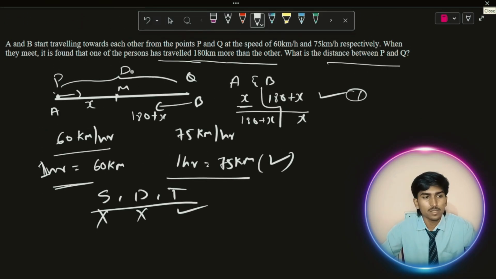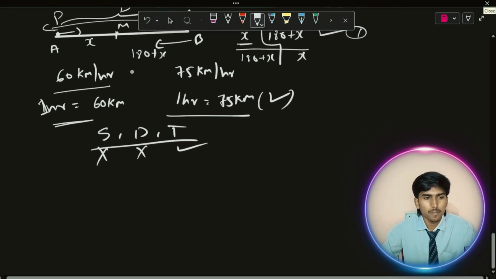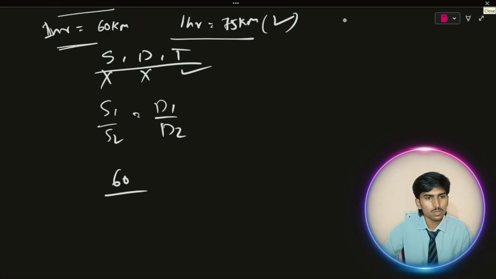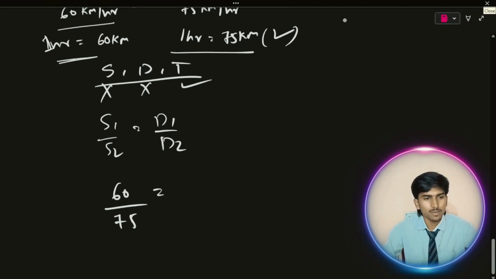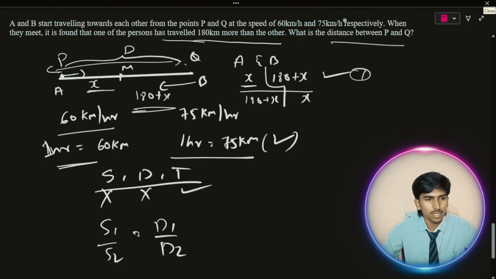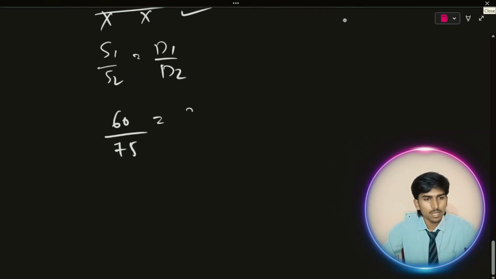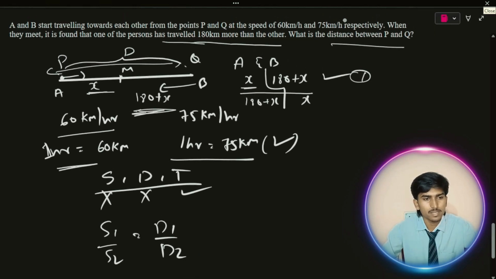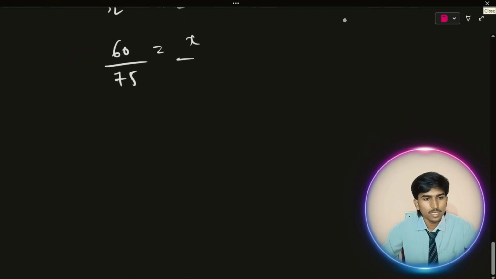They are asking the distance from here to here. How can you find that? Simple, brother. Just apply this: speed 1 by speed 2 is equal to distance 1 by distance 2. 60 kilometers per hour by 75 kilometers per hour. And distance D1, that is A's travel distance, is X, and D2, the distance traveled by B, is 180 plus X. Just solve this equation and you'll get the answer.